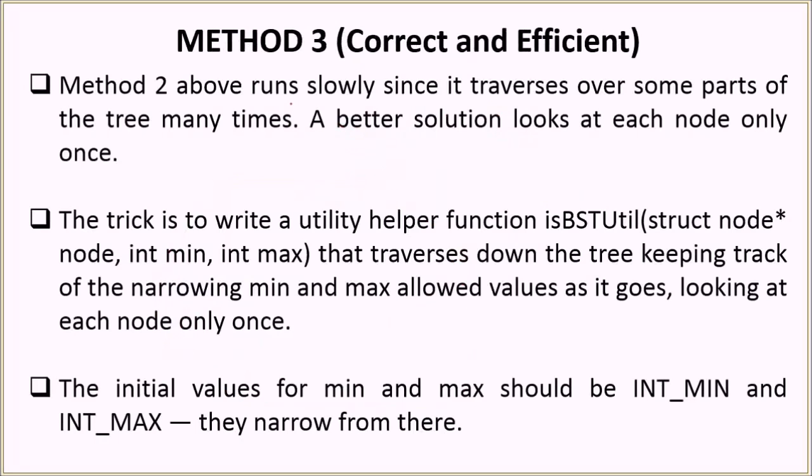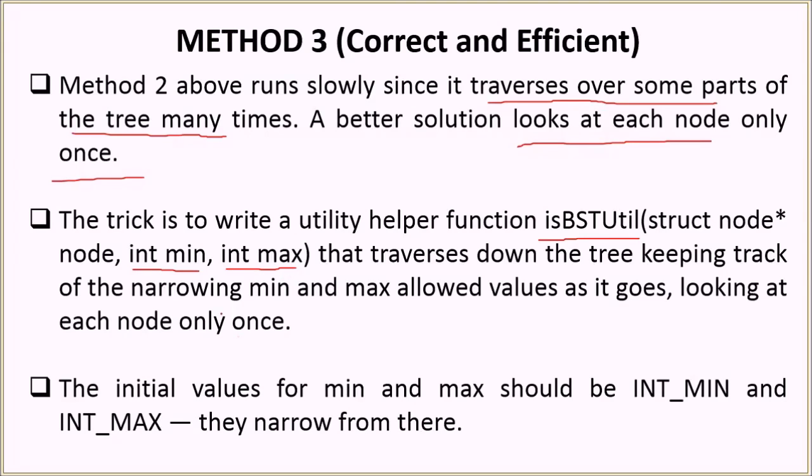Now let's talk about why it is not efficient. Because it traverses over some parts of the tree many times. A better solution would be one which looks at each node only once. So in this method 3, we are going to use a utility function isBSTUtil, which is going to work with a top to bottom approach. It will have the values int min and int max, and these will be basically the minimum and maximum values that will be allowed.